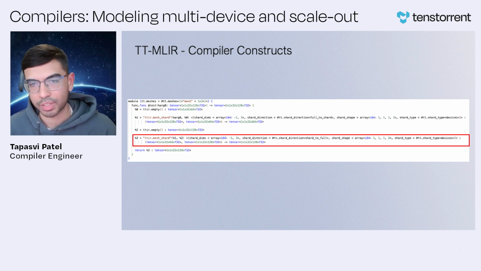Similarly, this is just the reverse direction. So in this situation, we're going from shard to full. It has the exact same shard dims and shard shapes. And in this situation, we have this tensor dimension of 32, 64. It's going to be combined into 32, 128. And you can kind of reason about how this would get translated into the composers and mappers in TTNN itself.